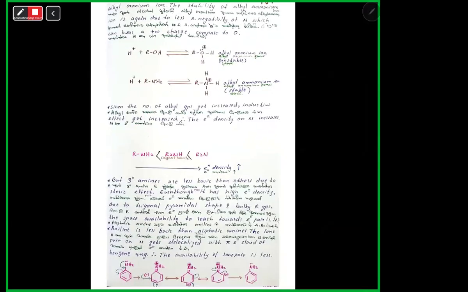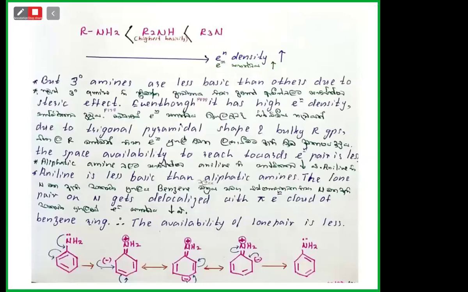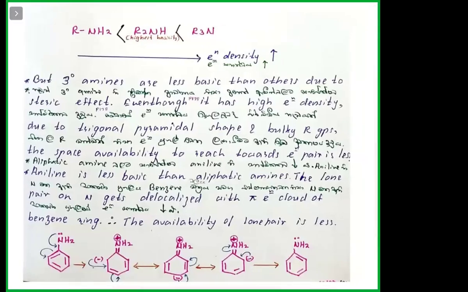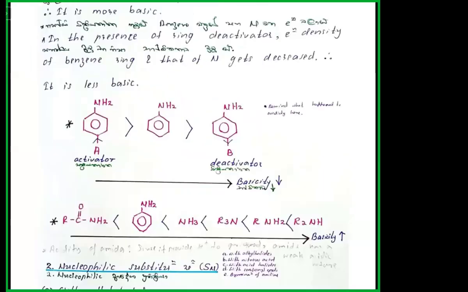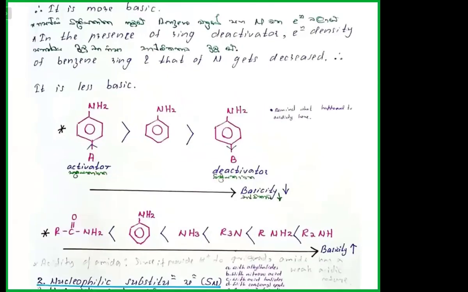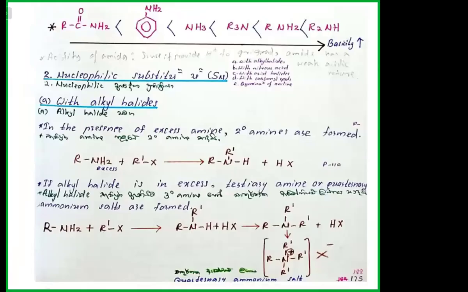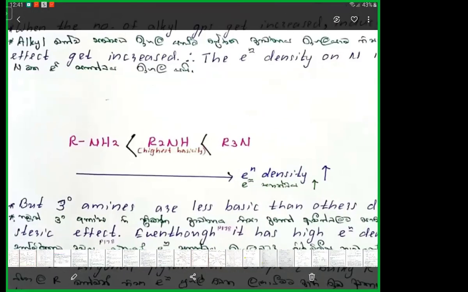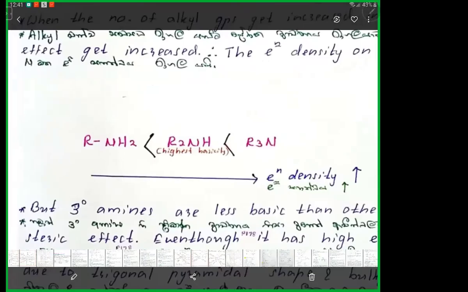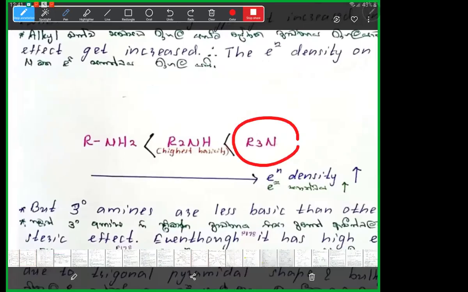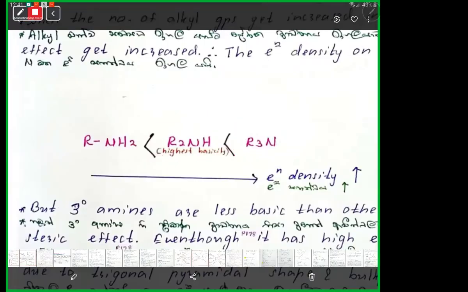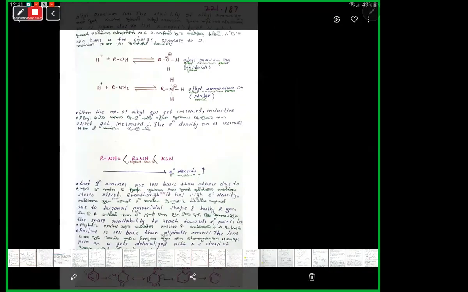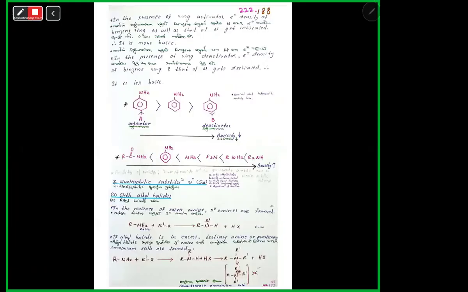Aniline is less basic compared to amine because the lone pair is delocalizing within the benzene ring. When you have ring activated, basicity is high; ring deactivated, basicity is less. Little more to go. And also, out of these three, highest electron density goes to tertiary. But best basicity is with secondary, because in tertiary we have the steric effect. The molecule cannot get closer to that.